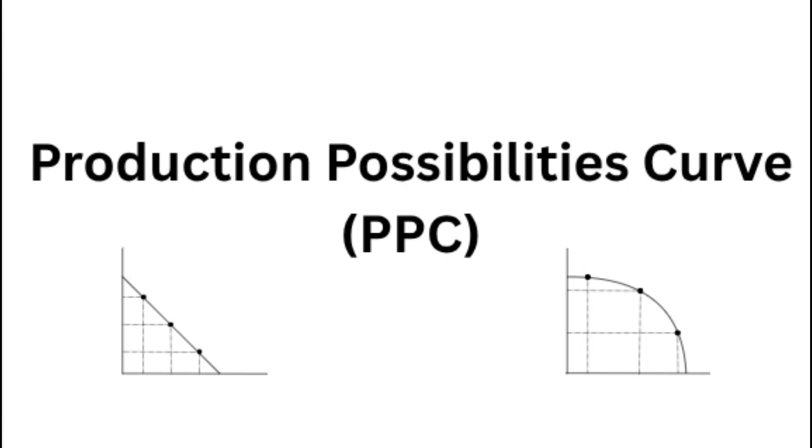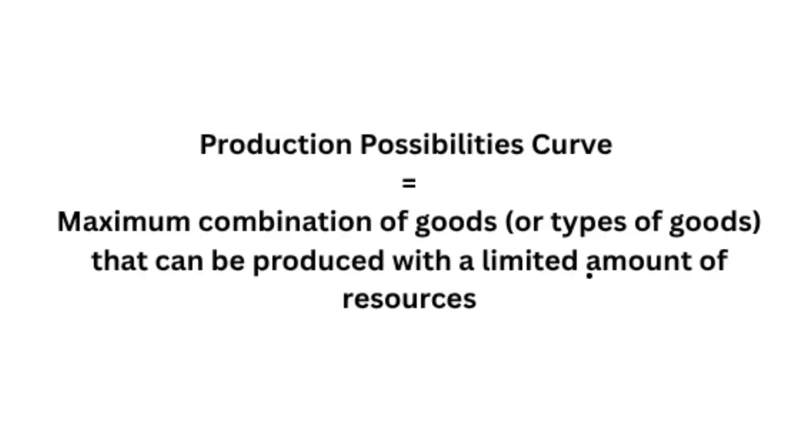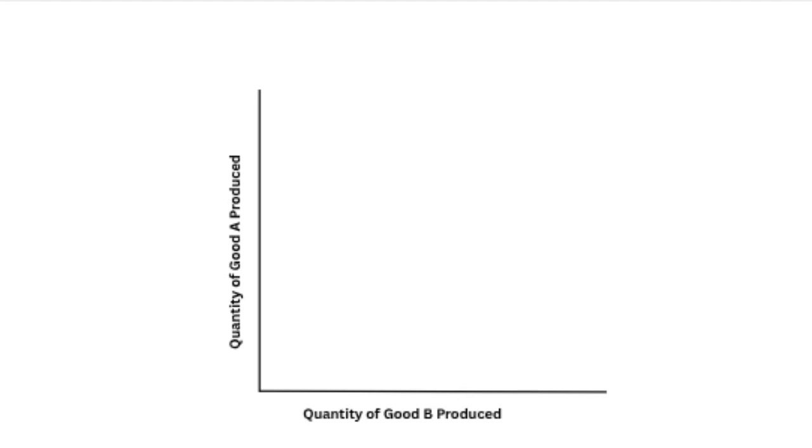Today we're going to be looking at the production possibilities curve, or the PPC, which is our first graph we see in AP Macro. The production possibilities curve is a graph that shows the maximum combination of goods that can be produced with a certain amount of resources. So here's the skeleton of the PPC.